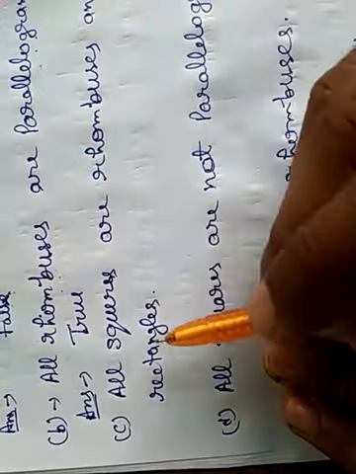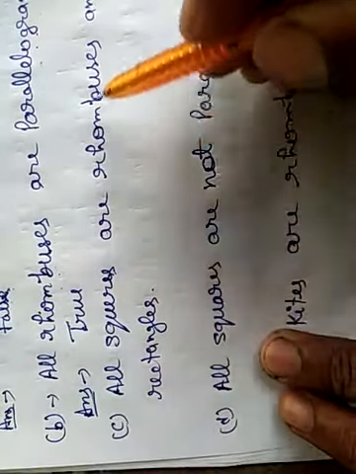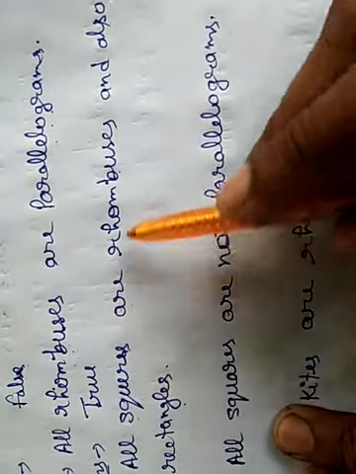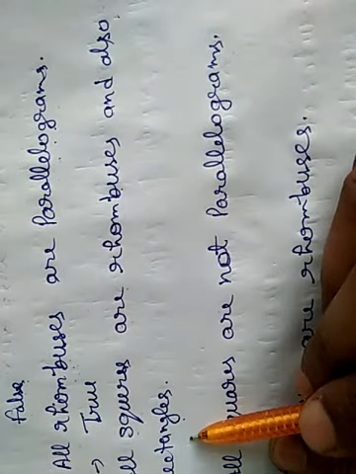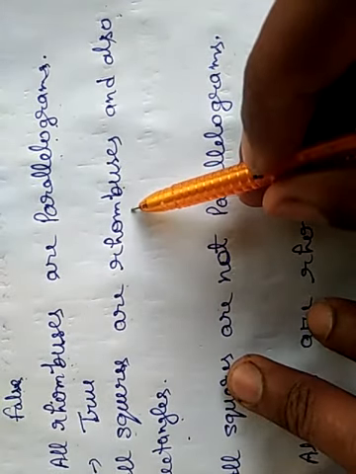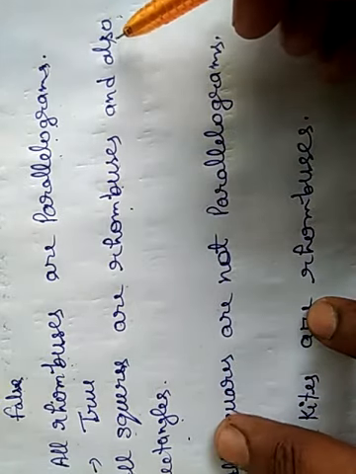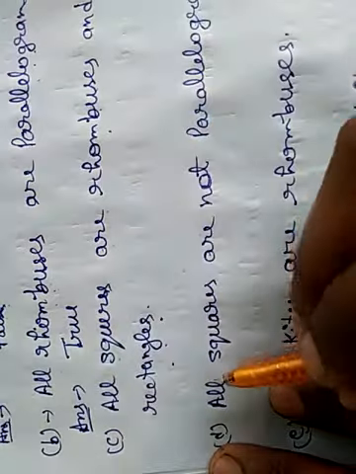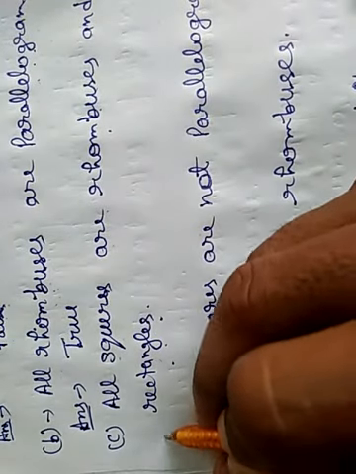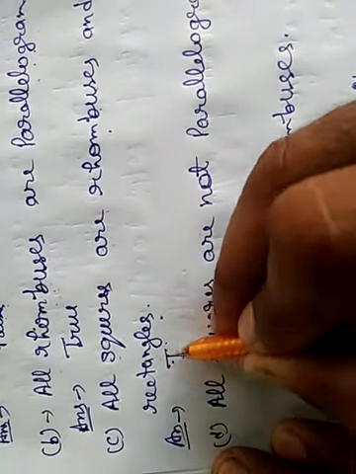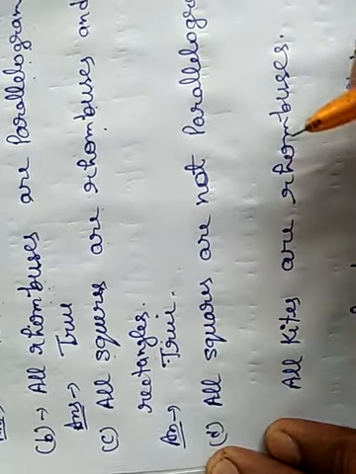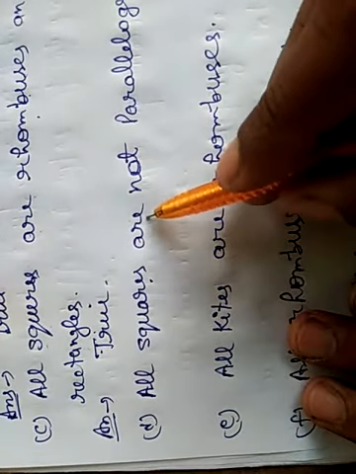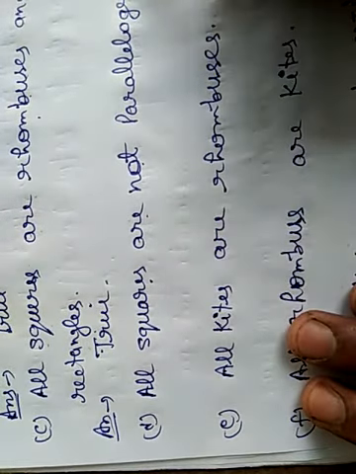And after this, C part: all squares are rhombus and also rectangles. In a rhombus, all sides are equal, and in a rectangle opposite sides are equal. So this is true.